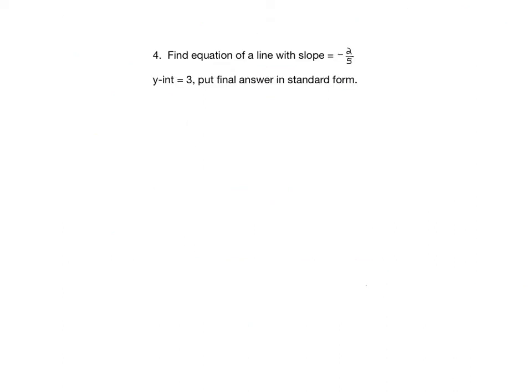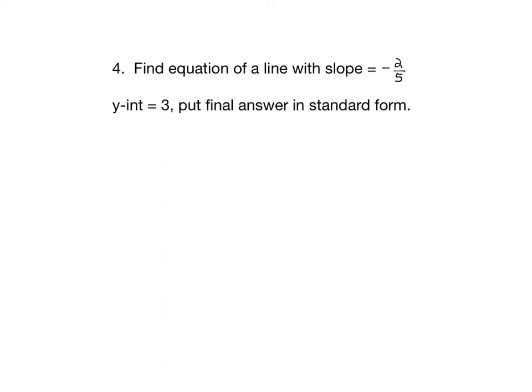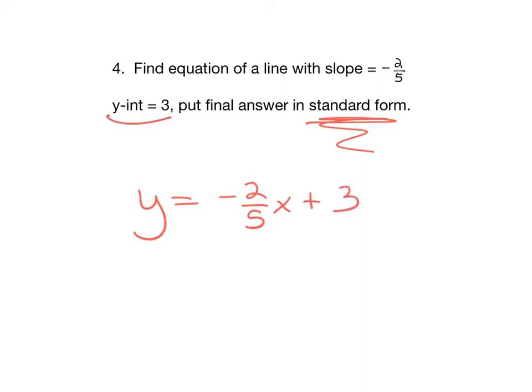All right, one. So we just practiced this. It says find an equation of the line with a slope of negative 2/5, a y-intercept of 3, and now it's specifying that it wants it in standard form. So the first thing I'm going to do is put it in slope-intercept form. So y equals negative 2/5, that's my m. And then my y-intercept, my b, is 3.